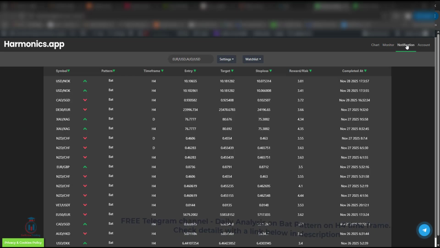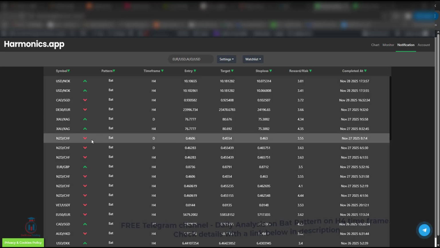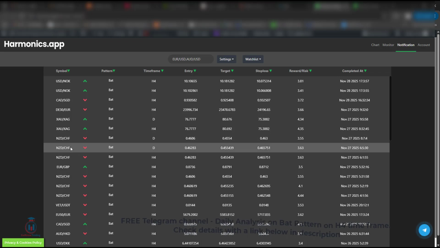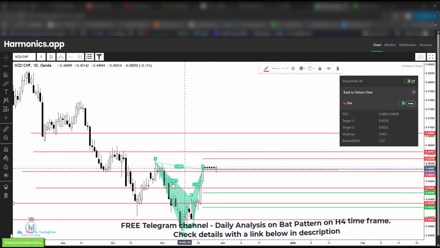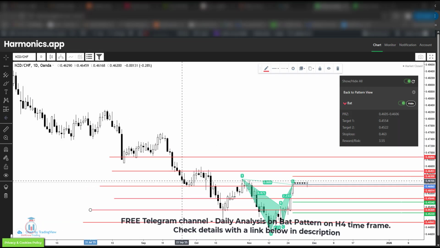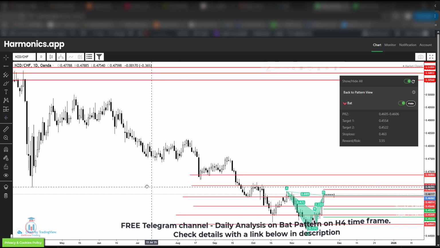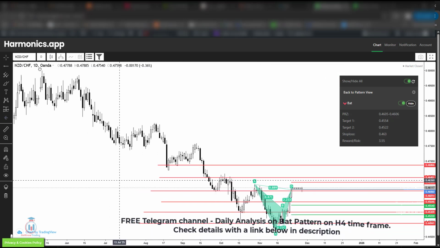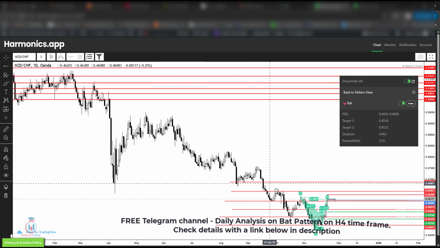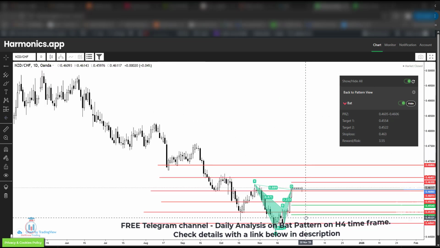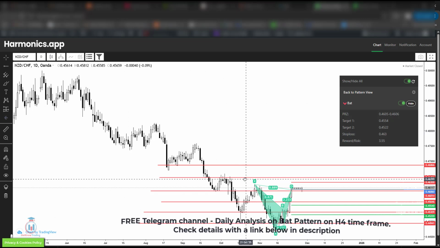Then let's go here, notification. I would like to show you that I have received information for the New Zealand dollar against CHF. Here on the chart I already have seen that the price is in line with the trend, and you can see on the daily time frame, when you zoom out a little bit, the price is in the downtrend. So I'm expecting that the price will go further down.